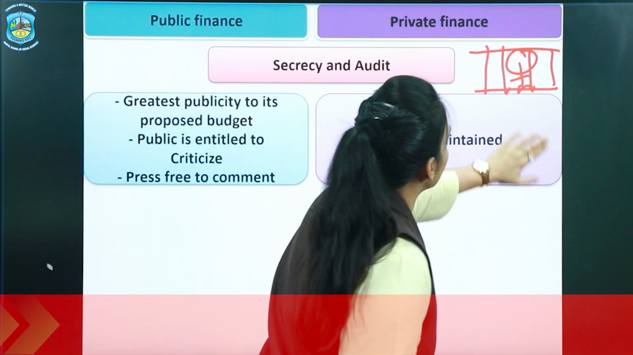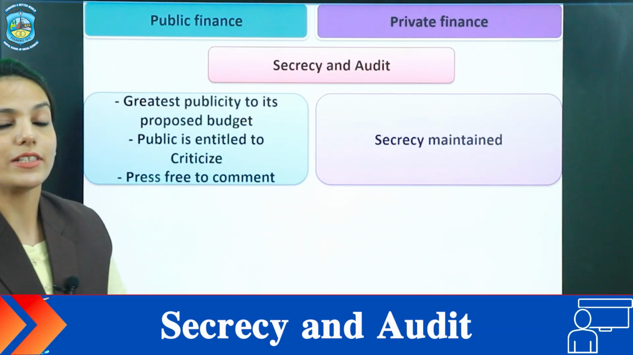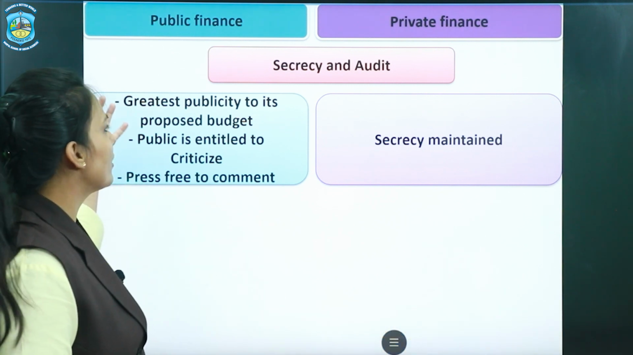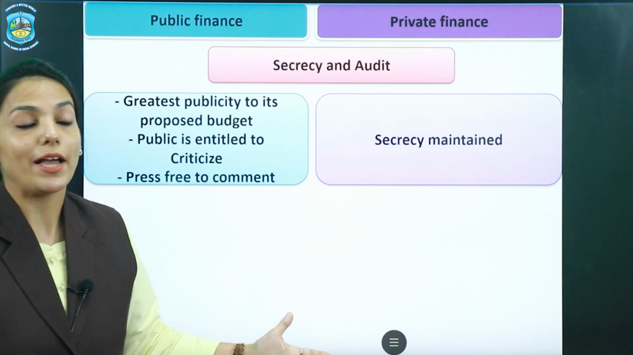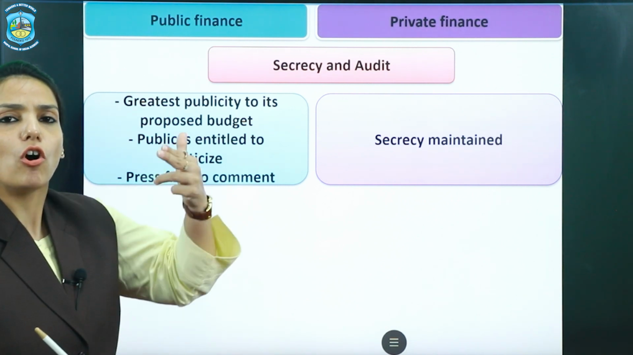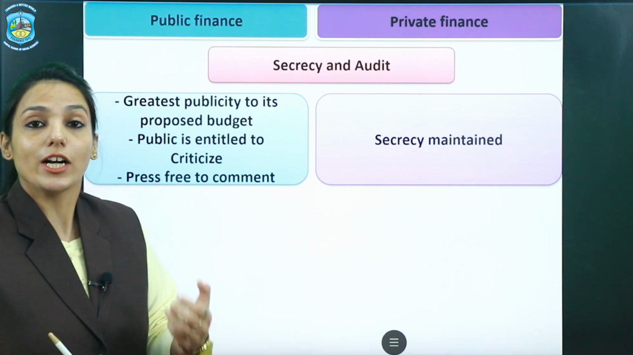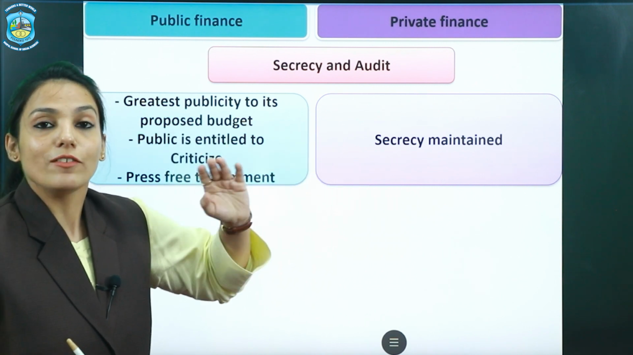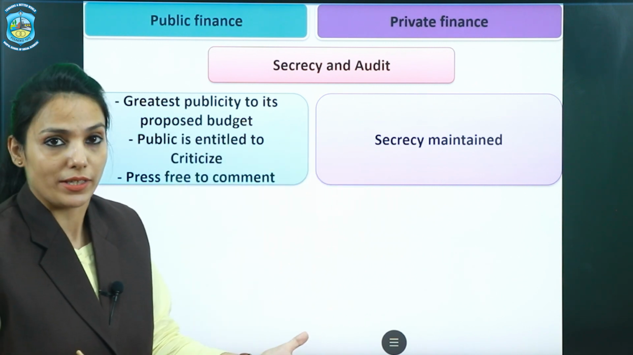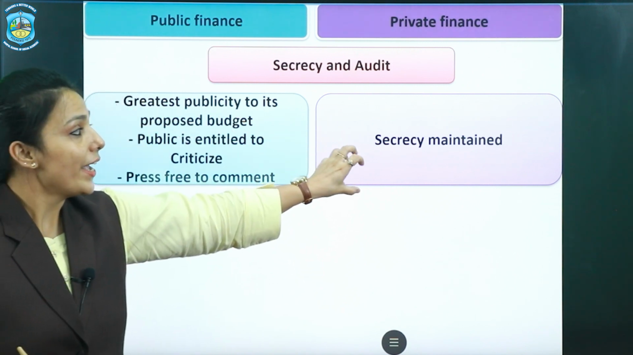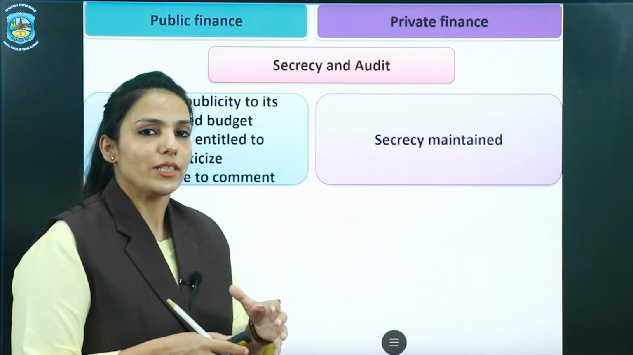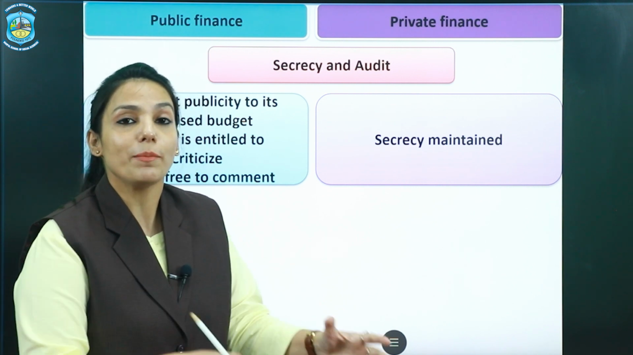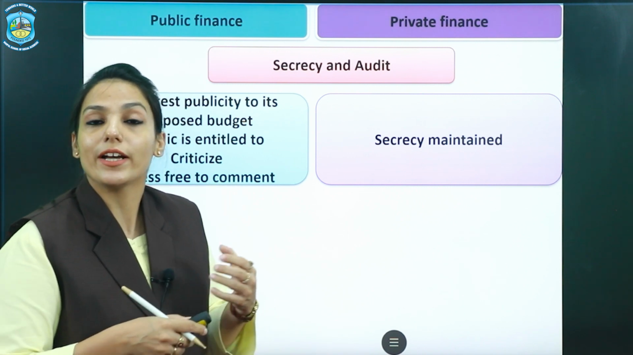The last point of difference is secrecy and audit. When government makes a budget, it declares and gives publicity of its plan. What is a budget? A budget consists of all the sources of revenue that the government plans to tap and all the areas in which the government wishes to spend money. Whereas an individual, when they make a budget, they try to keep it very secret. They do not want to tell anyone, even their neighbors, how much they are saving, how much they are investing.